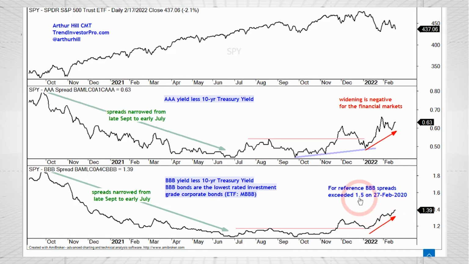And these BBB spreads exceeded 1.5 on February 27, 2020. So they're not yet at 1.5 now, but they're on their way and they're moving in the wrong direction. They're moving in the direction that shows stress, and that is negative for the financial markets. So check out trendinvestorpro.com if you'd like to know more.